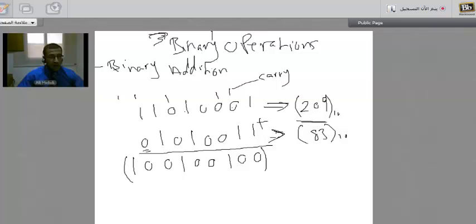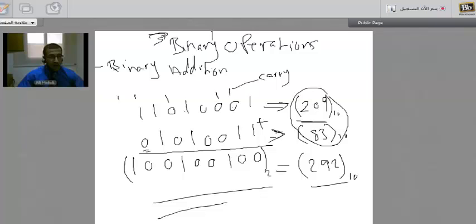Now, this number which we got in binary equals 292 in decimal. To check whether we've done this correctly, you can add these decimal numbers and have a look at the result, and then you know whether we've done our work correctly or not. So that's the first operation, binary addition. Very easy. I've only given you one example because all other examples will be exactly the same idea.